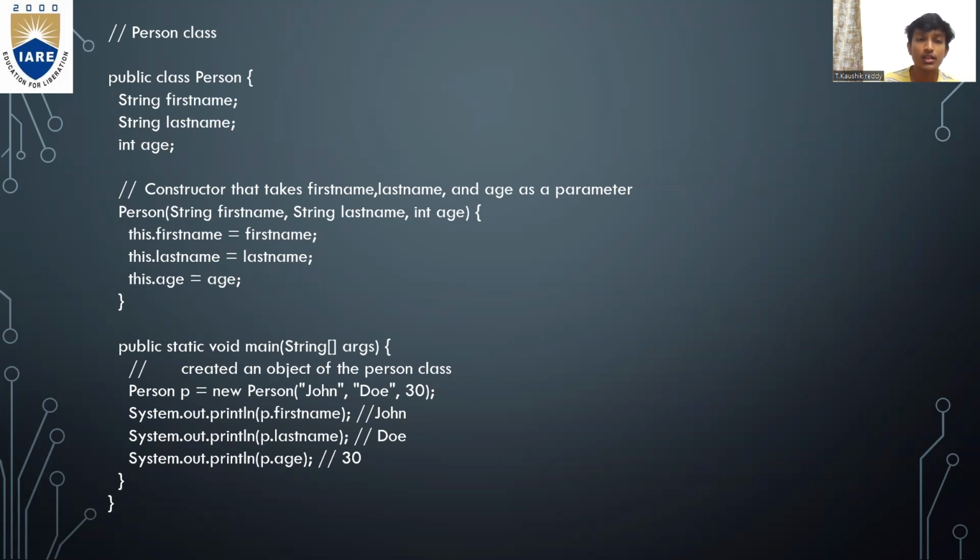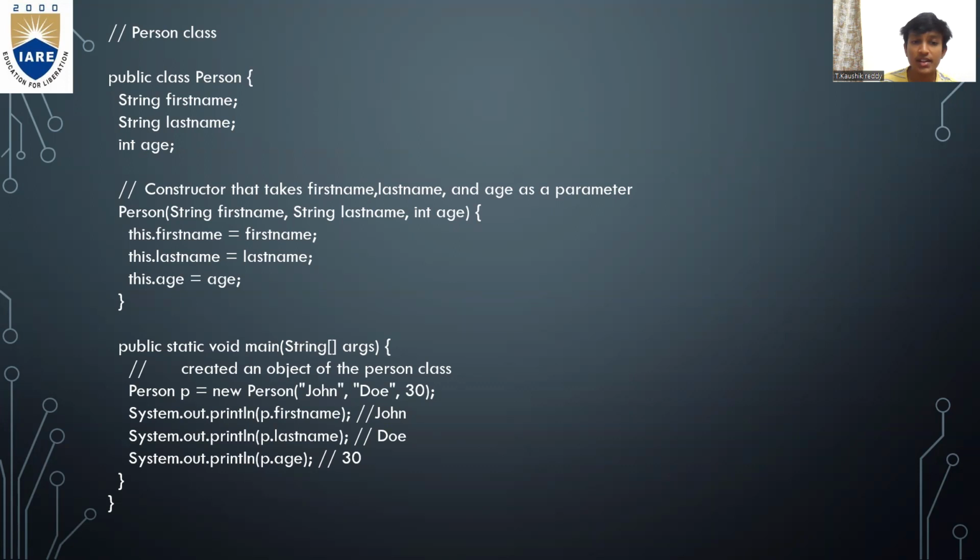Next, what is happening after the first three lines of the code? The constructor takes first name, last name, and age as parameters: Person(String firstName, String lastName, int age). Next, an open bracket. this.firstName is equal to firstName, then lastName is equal to lastName, then age is equal to age.